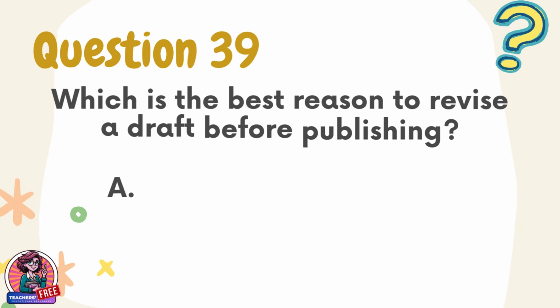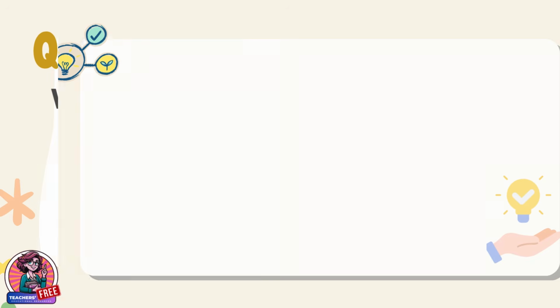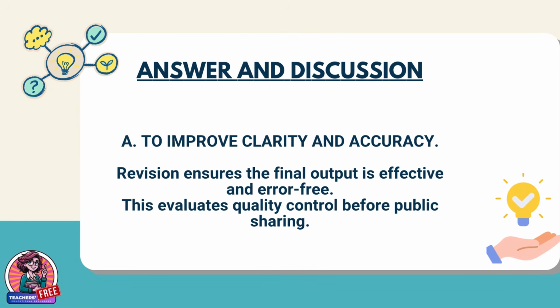Question 39. Which is the best reason to revise a draft before publishing? A. To improve clarity and accuracy. B. To add more pages. C. To finish early. Answer. A. To improve clarity and accuracy. Revision ensures the final output is effective and error-free. This evaluates quality control before public sharing.